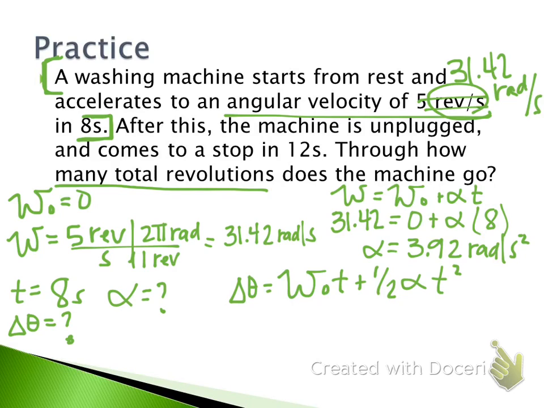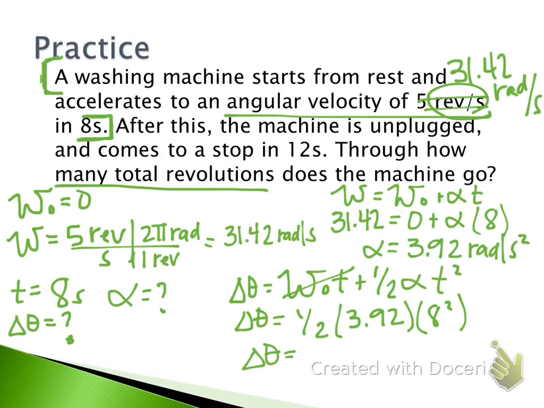For the first portion of our example, we don't have any initial angular velocity, so theta is going to be equal to 1/2 times 3.92 times 8 squared, which gives us a theta value of 125.7 radians. This tells us what chunk of the circle it's covered during this time, how many radians it has spun through. It doesn't tell us the total number of revolutions, but we need to convert to find the number of revolutions.